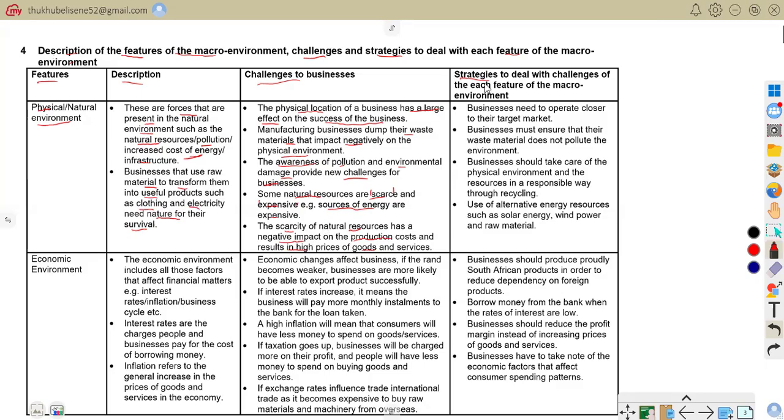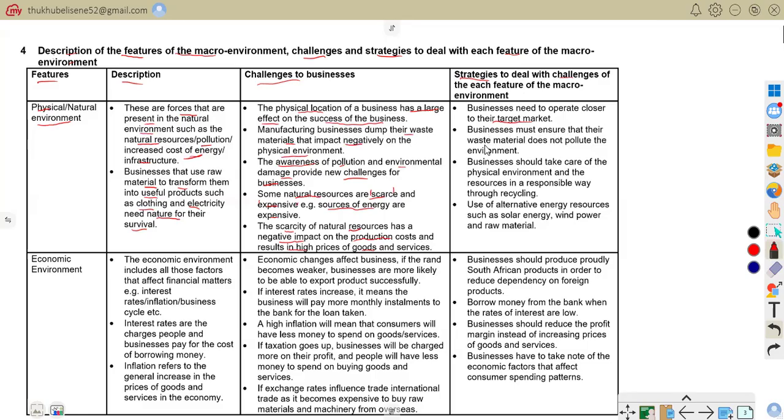So now let us come to the strategies to deal with challenges of each feature of the macro environment. Here we are talking about the strategies to deal with the natural environment. As it says, business needs to operate closer to their target market. So it means choose a location near customers to reduce cost. That is a strategy. Nearness to your customers so as to reduce the cost. It's very important.